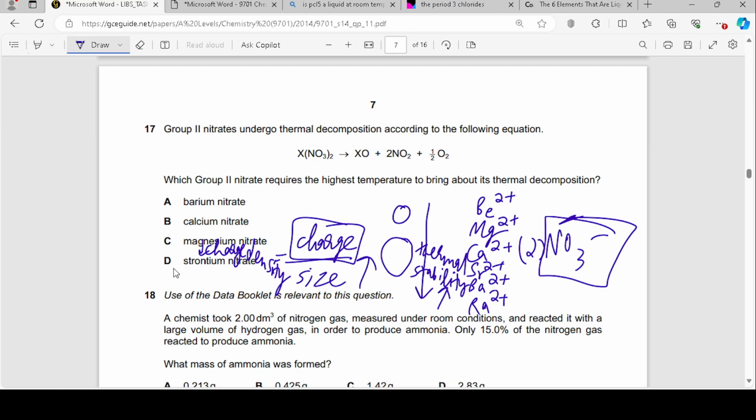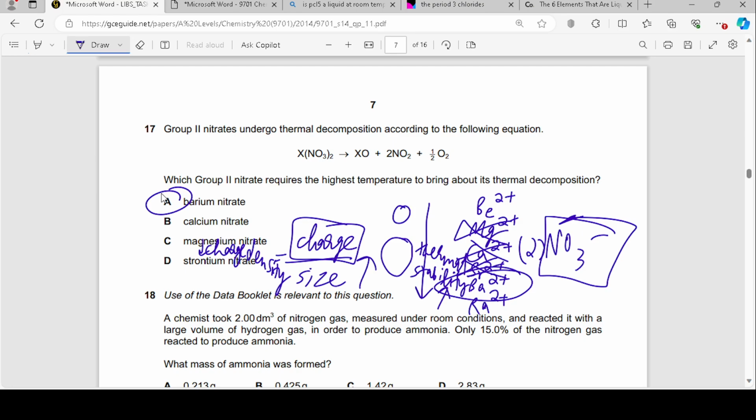So if I'm comparing strontium, magnesium, calcium, barium. So magnesium, calcium, strontium, barium. Okay, so barium is the one that's lowest compared with magnesium, calcium, strontium, and barium. So I'm going to say the answer is A, barium nitrate. Okay.